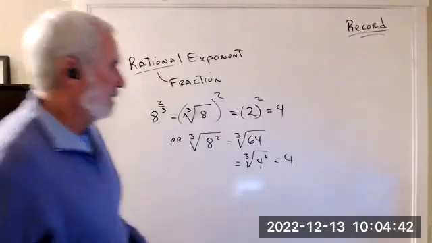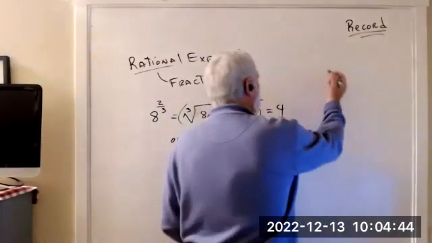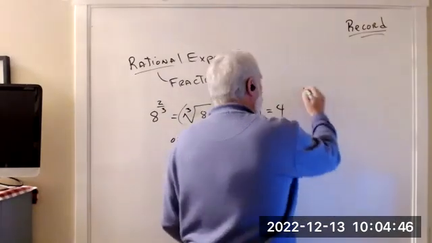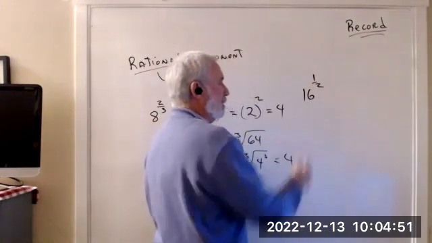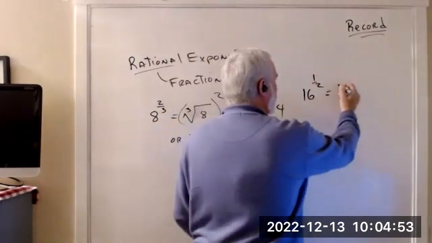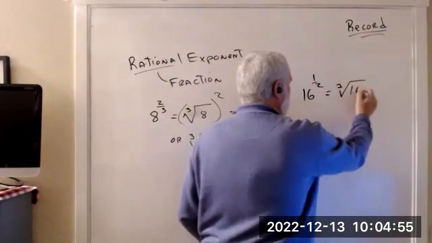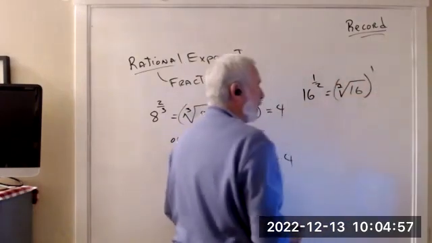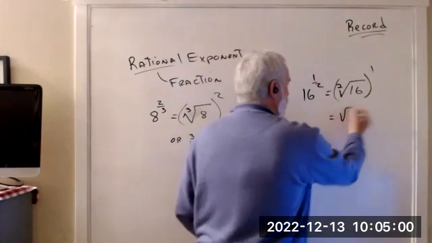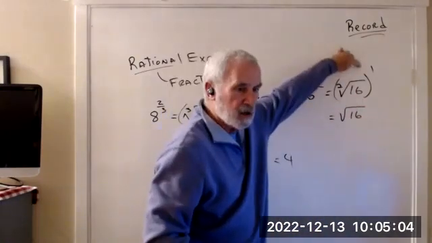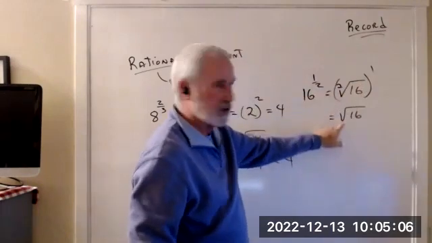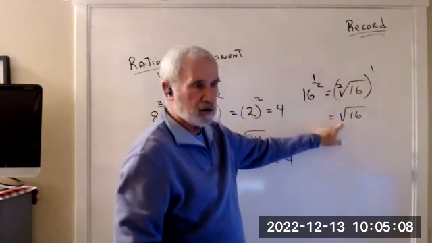So you can do it two ways. Yeah, a rational exponent. And aside from that, when we had something like 16 to the 1/2 power, that was technically the square root of 16 to the 1 power, but that's just a waste of time. The 1 wasn't necessary. So we just say the 1/2 power is the same as the square root of 16.